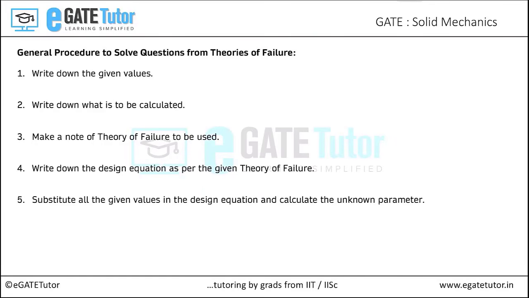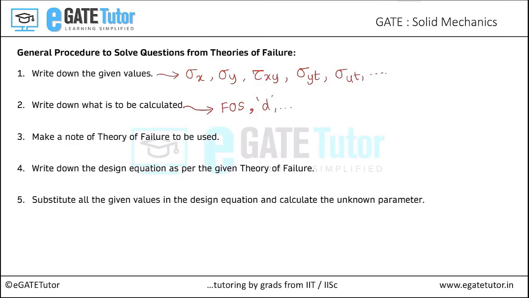The first step is to write down the given values. These given values could be either sigma x, sigma y, tau xy, or yield strength in tension, ultimate strength in tension, and so on. Next step is to write down what is to be calculated. Whenever typical questions from theories of failure appear in the GATE exam, we will generally be asked to calculate either the factor of safety or the diameter of a particular machine member or something like that. So these will be the values which are to be calculated.